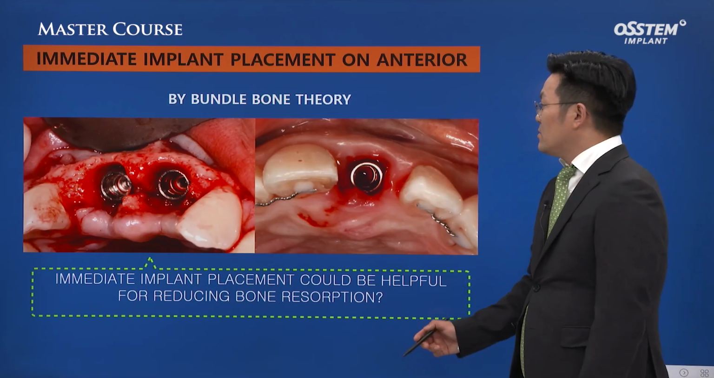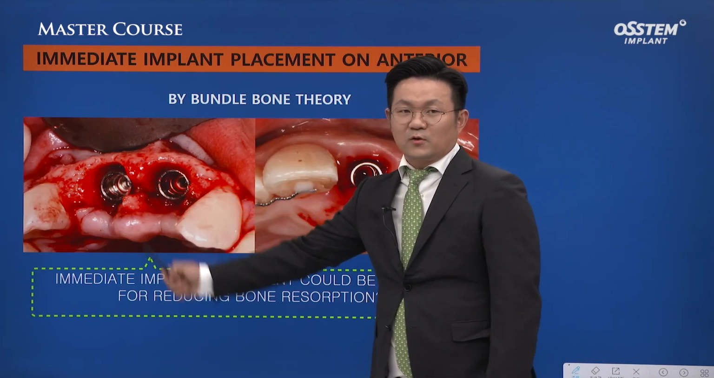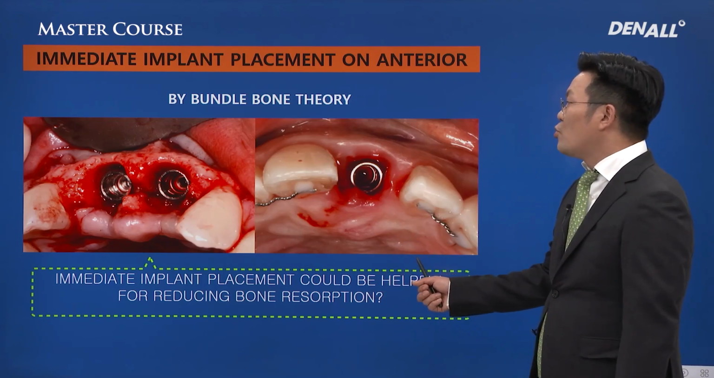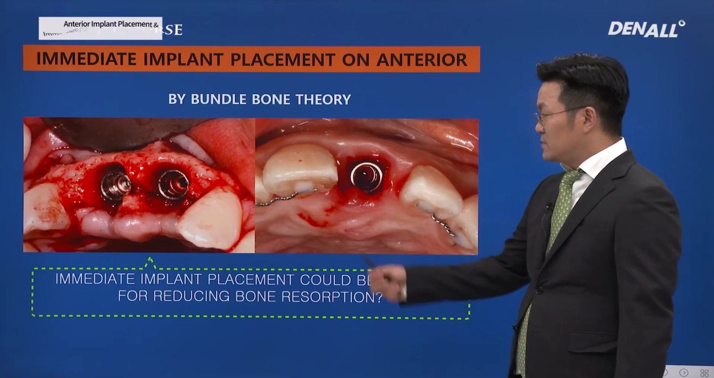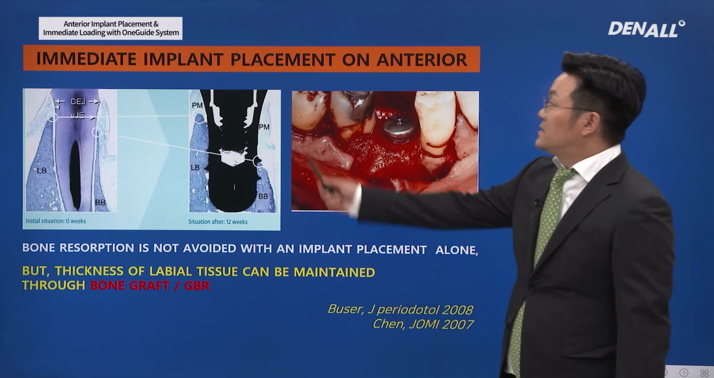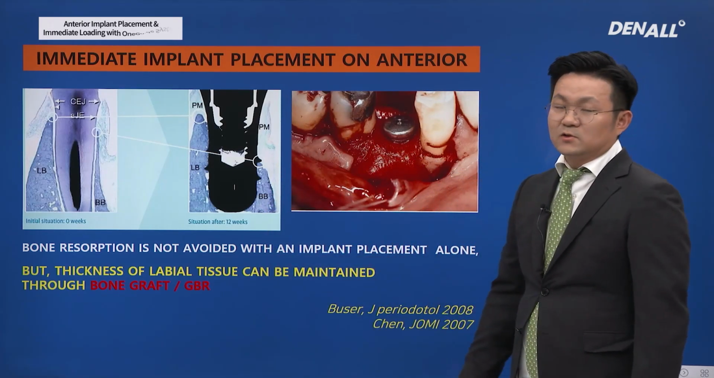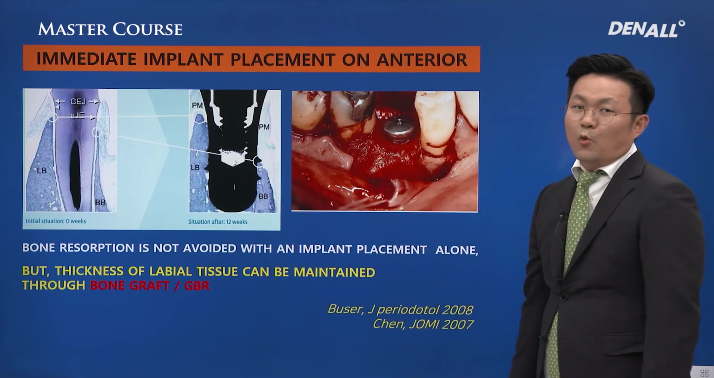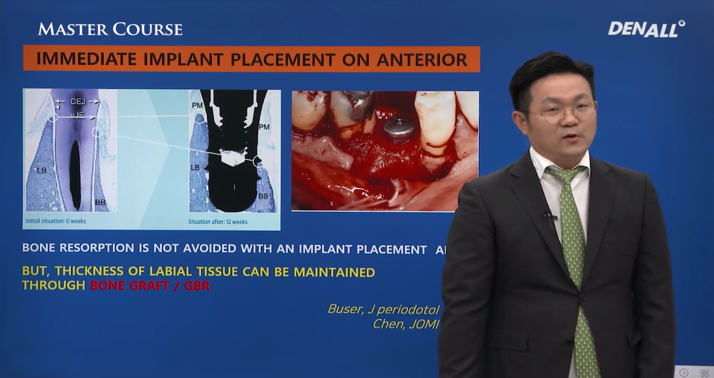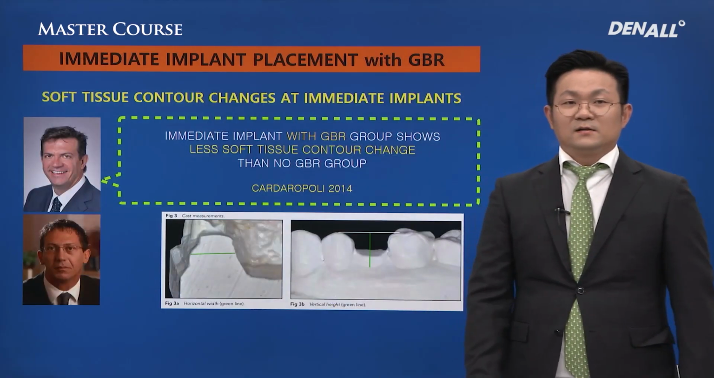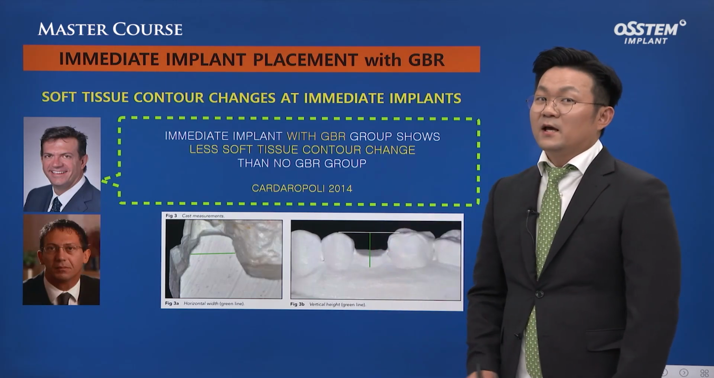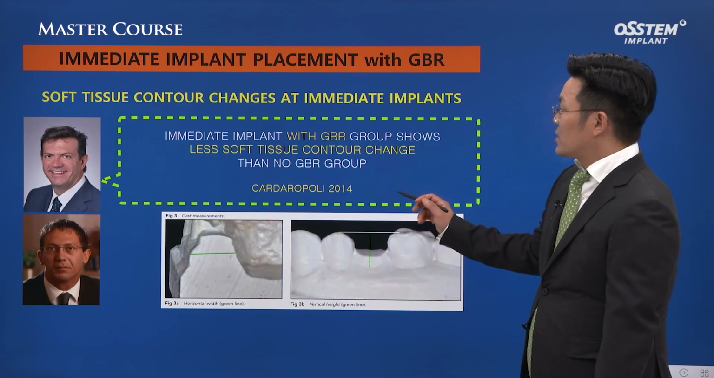In the case of very thick labial bone, then it's okay. But in most cases, it's helpful to do immediate placement. So immediate placement can reduce resorption. But immediate placement alone does not mean that you can avoid a lot of resorption. Without GBR, much literature says the bone inevitably results in resorption. Hence, immediate placement always goes hand in hand with GBR, especially on the anterior side.